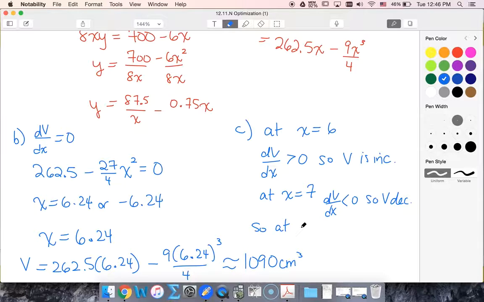So at x equals 6.24, the function has a max because it went from increasing to decreasing.